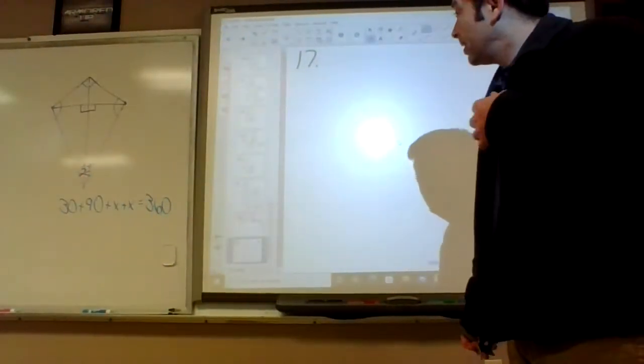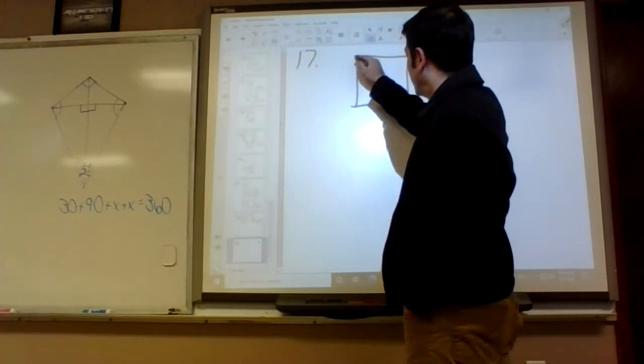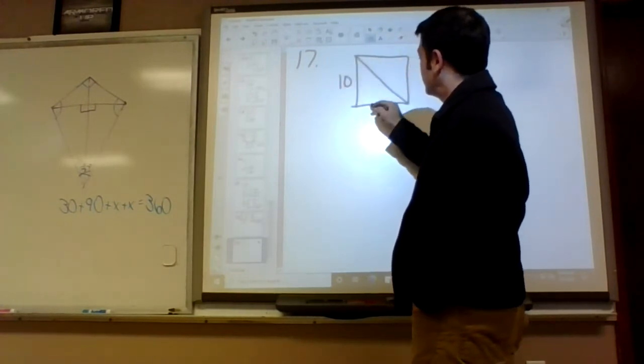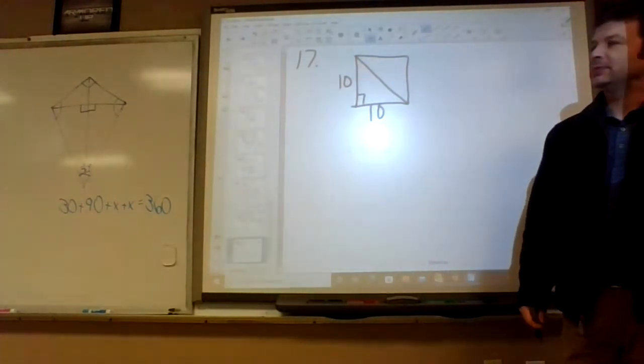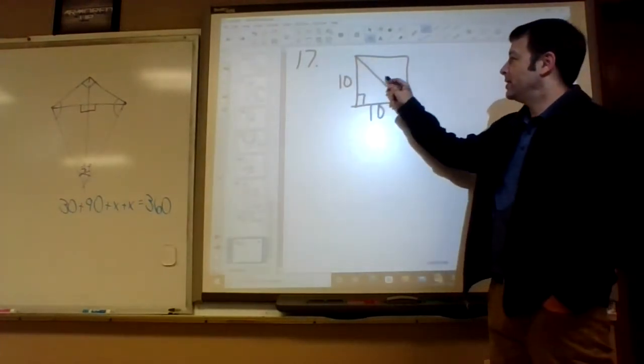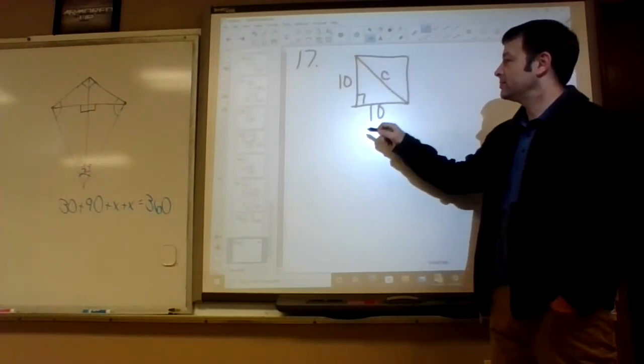All right. So, a square with sides of 10 and the diagonal. It looks like this. Notice you get a little right triangle, right? Because it's a square. And we're looking for the length of the diagonal. So how do I set that up?